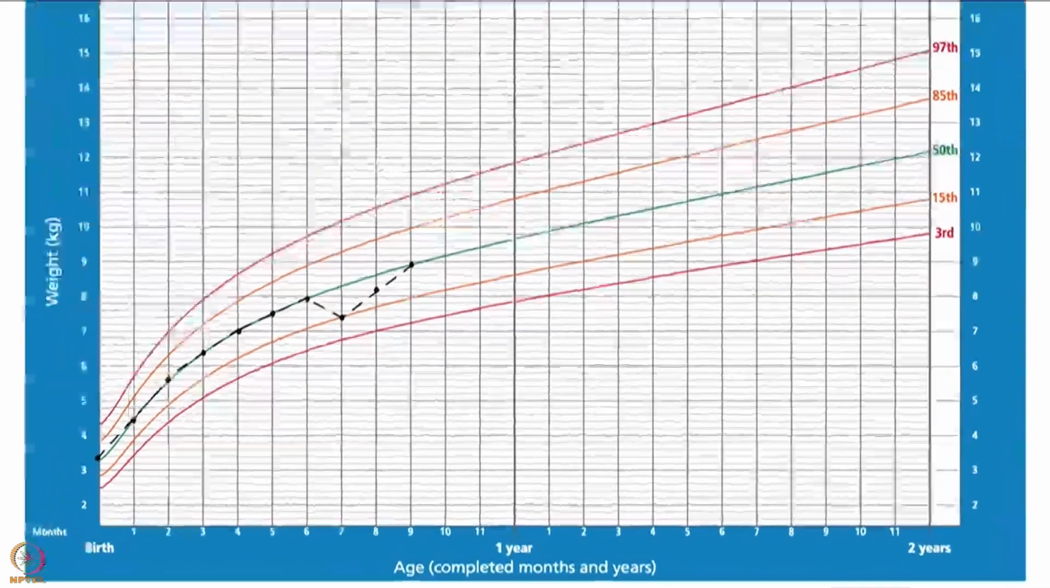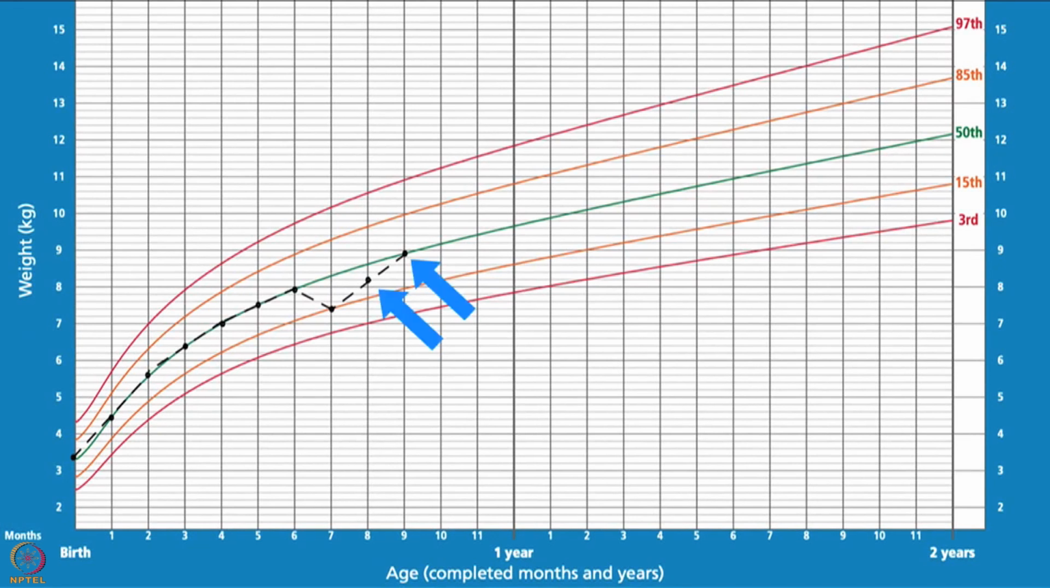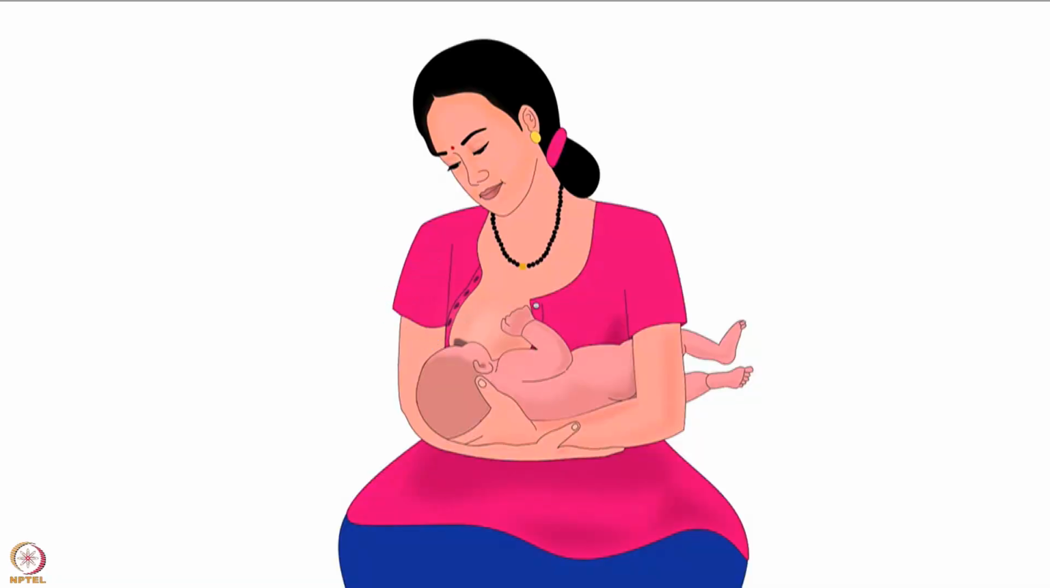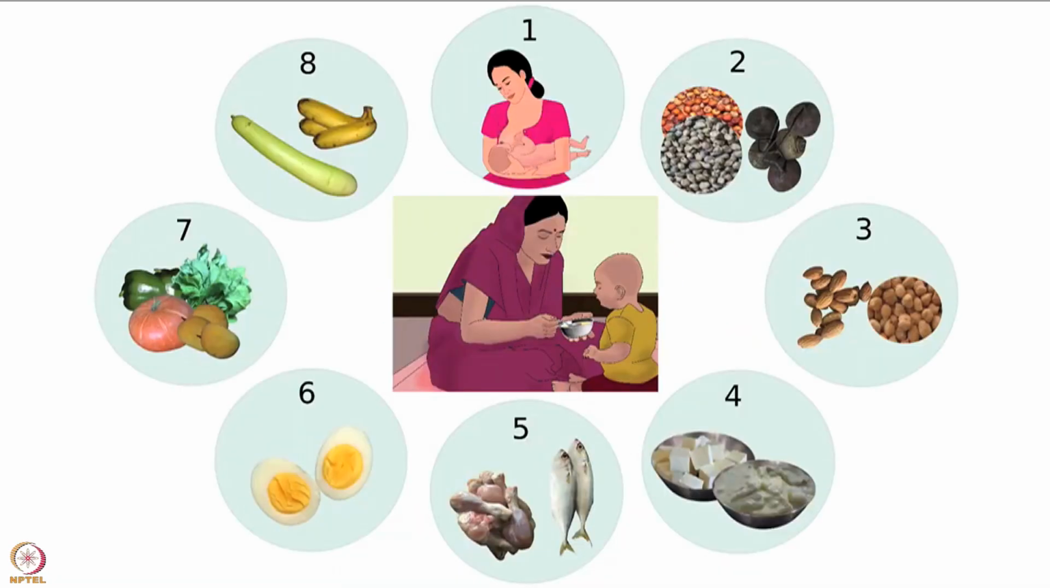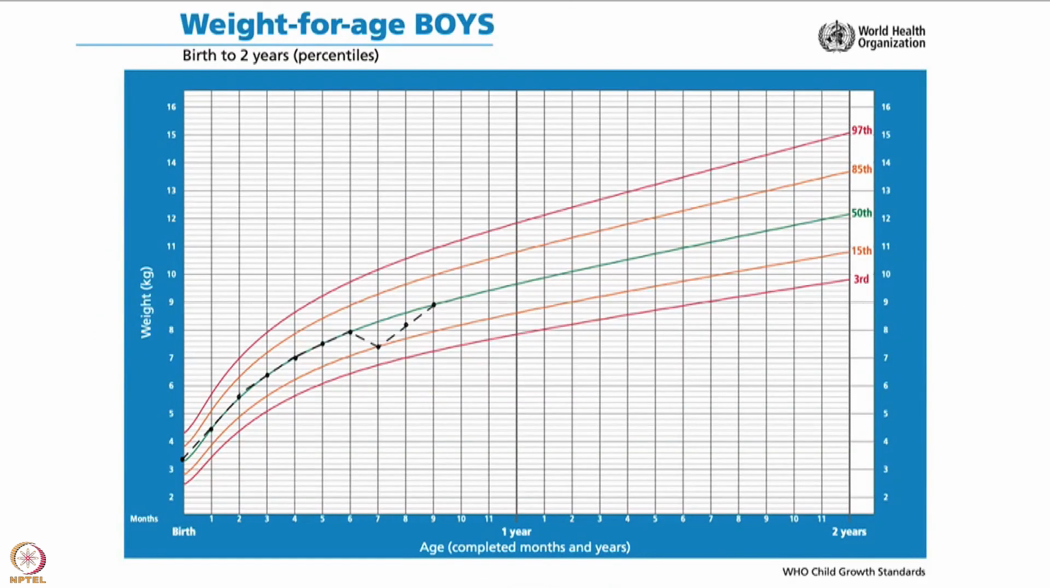Then, in the 8th and 9th months, his weight started increasing. In these months, he got adequate breast milk and complementary food. Therefore, his growth chart shows an incline.